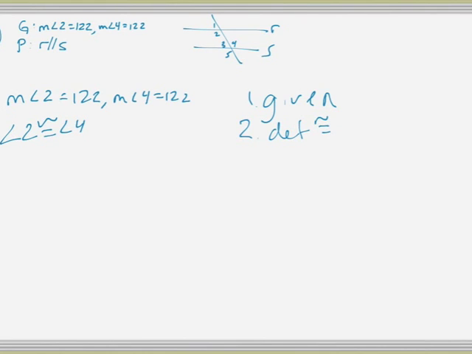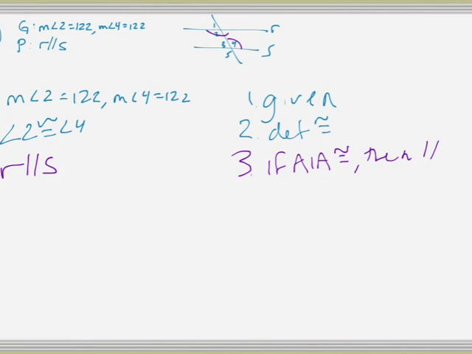Now in the picture, if I look at where angle 2 and angle 4 are, what kind of angles are they? Alternate interior, AIA. So we can then say R is parallel to S because one of our reasons was if AIA are congruent, then lines are parallel.